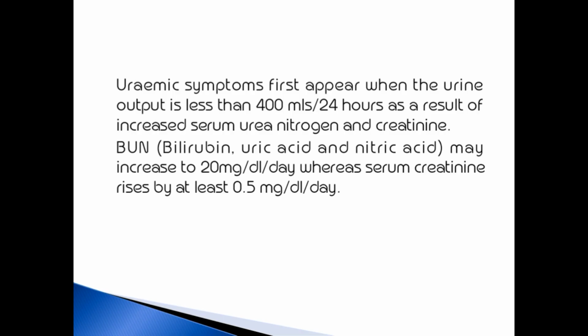The other thing we're talking about is BUN, blood urea nitrogen. It may increase by 20 milligrams per deciliter in a day, whereas serum creatinine rises by at least 0.5 milligrams per deciliter in a day. So the BUN will also increase, but the urine output will be reduced. The main prominent sign in the oliguric phase is reduction in the urine output, which is determined by the duration of the ischemia and toxins to the kidneys.